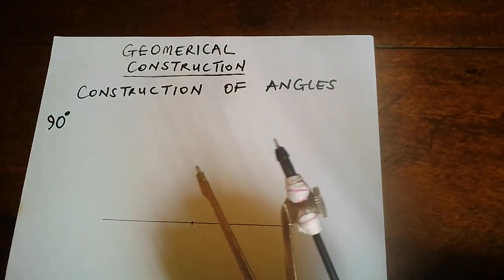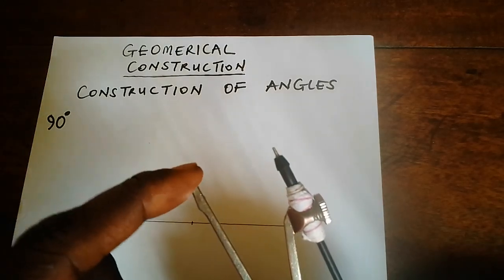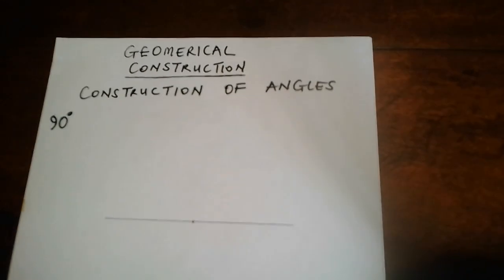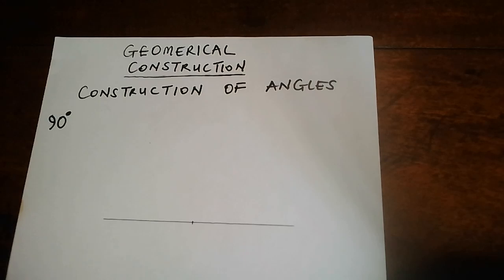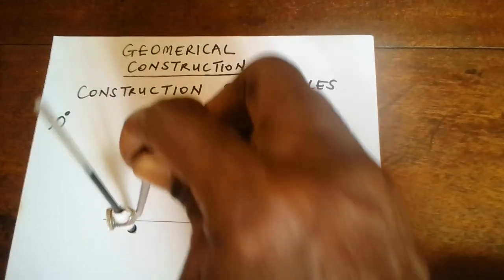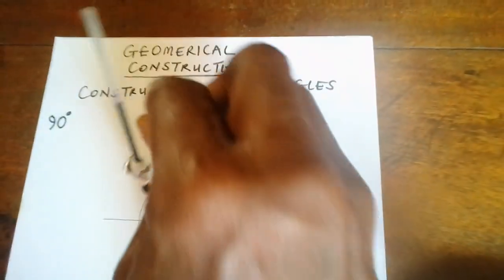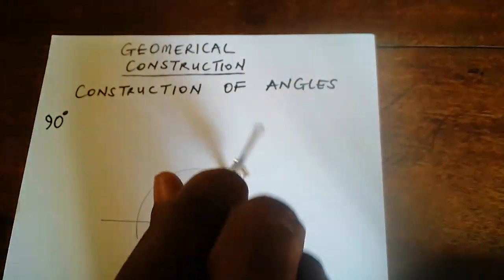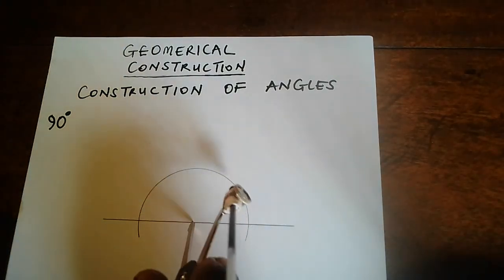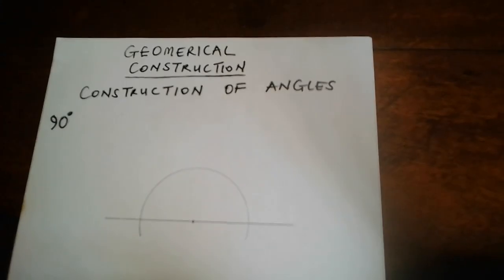So you want to draw angle 90. Place the pin of your compass at this point, the midpoint of that line. So now you draw a semicircle using your compass. So this is my semicircle.